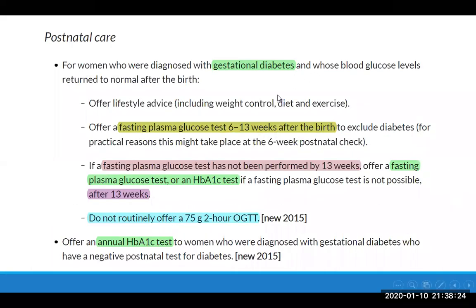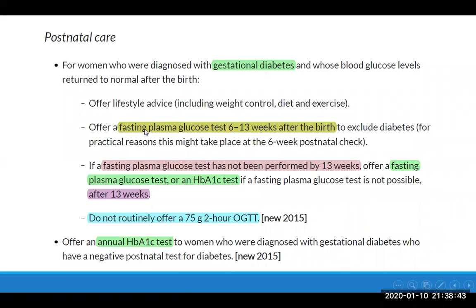The postnatal care is very important for gestational diabetes. Once the placenta is delivered, we must stop all anti-diabetic medication. And of course, we must offer lifestyle advice, including weight control, diet, and exercise.